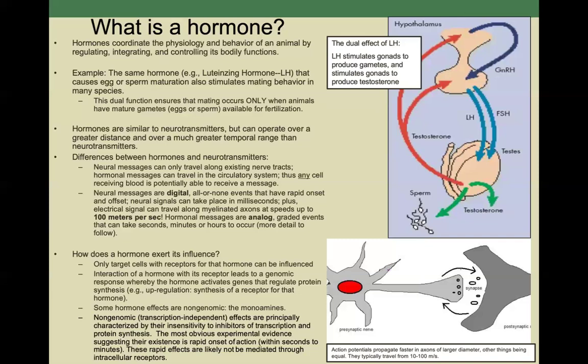Neural messages are also digital, all or nothing events that occur rapidly, like flipping on and off a standard two-position light switch. Hormone messages are analog, graded events that can occur over varying periods of time, like turning on a light using a dimmer switch, but then you decide whether you would take seconds or hours to turn it on and how high you actually want to turn it on.